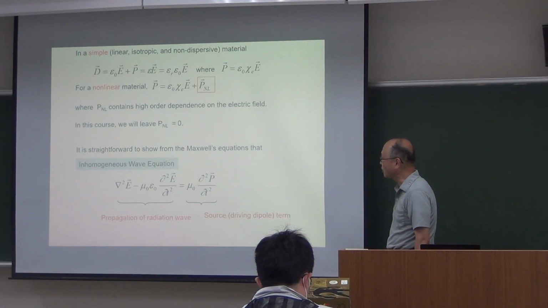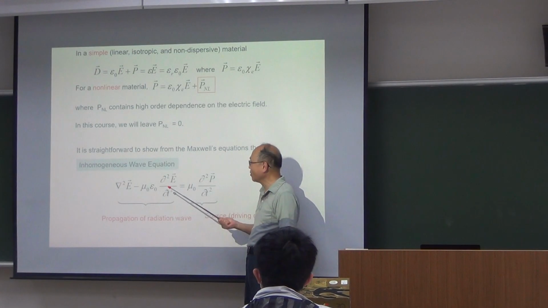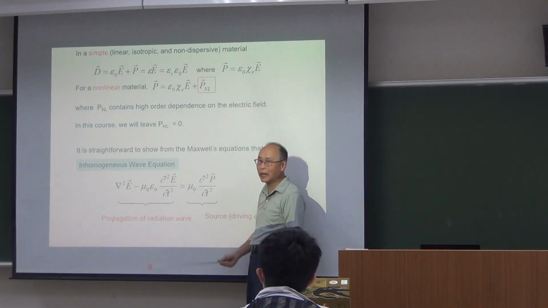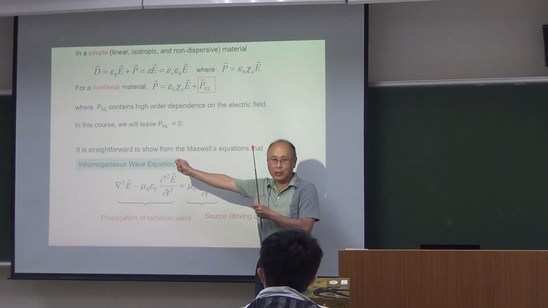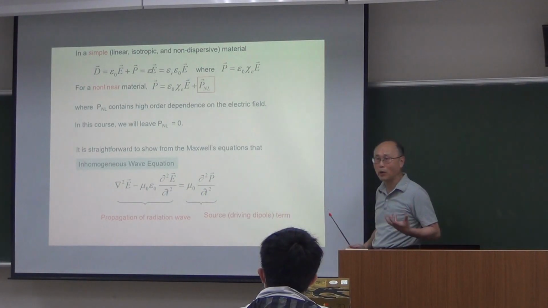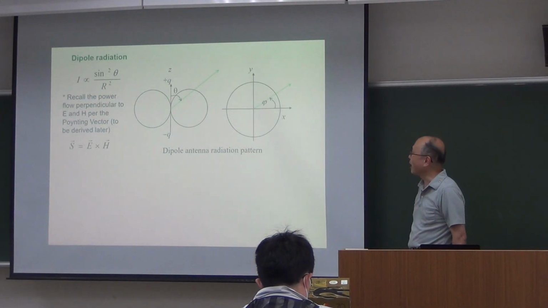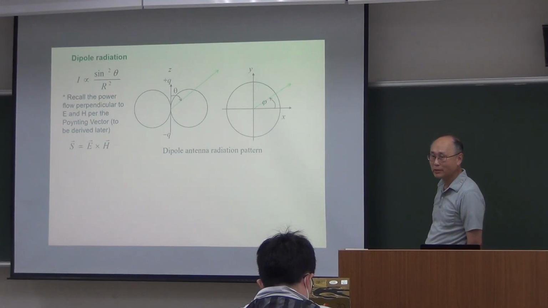And I haven't told you why we call this the wave equation. When you solve this differential equation, you start to see this electric field, in fact, moving in space, and that's why we call this the wave equation. So let's come to a little bit more about the dipole.